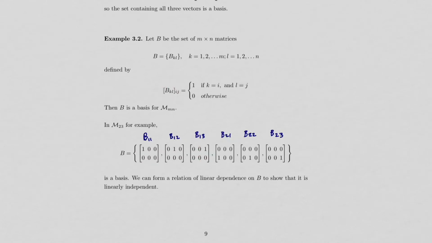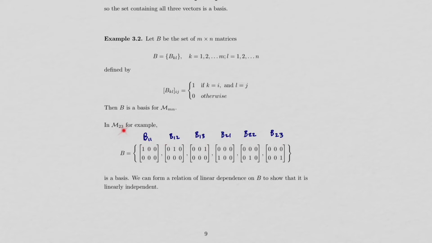Basically what this says is you label the matrices with two subscripts according to the size of the vector space. So M is 2, N is 3. The first subscript is going to go from 1 to 2, so I'm going to have some B1s and some B2s. So I've got 3 B2s here and 3 B1s. Then the second subscript is going to go from 1 to 3.